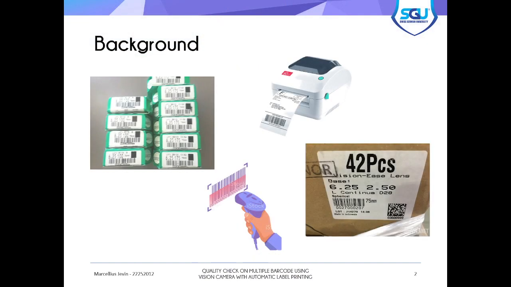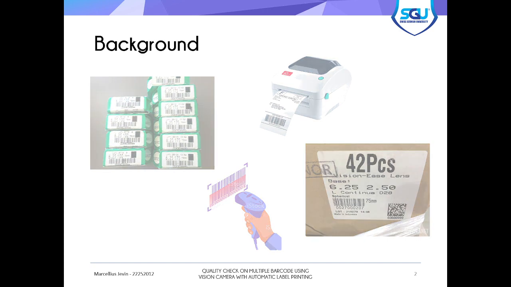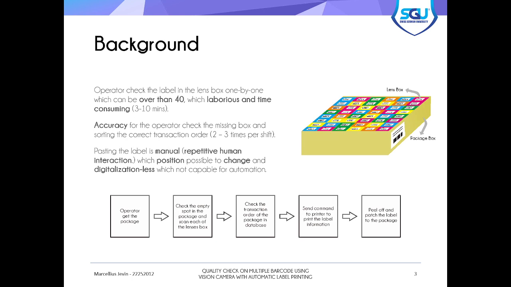This project comes from a lens company, for the QC station, where the operator has to scan the label on the lens boxes one by one to get a whole label for the package box. Why is this a problem? Since one package box consists of over 40 lens boxes, the operator has to scan them one by one, which is laborious and time consuming. It can take 3 to 10 minutes to complete a whole package box.